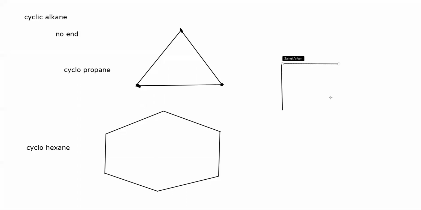It is yne if there is a triple bond, but we are only discussing alkane, straight chain, branched, and now the cyclic. What's the name of this compound? So it's cyclobutane.